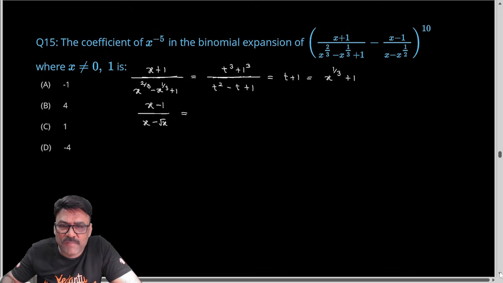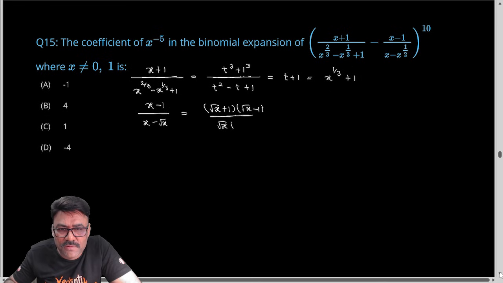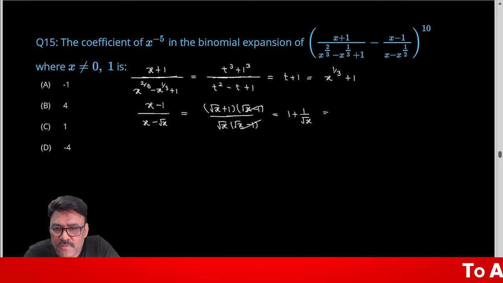See, the numerator x minus 1 can be factorized as root x plus 1 times root x minus 1. And in the denominator I can take root x common, so it is root x minus 1. This one cancels. So ultimately it is 1 plus 1 by root x, or you can say it is 1 plus x raised to minus half.